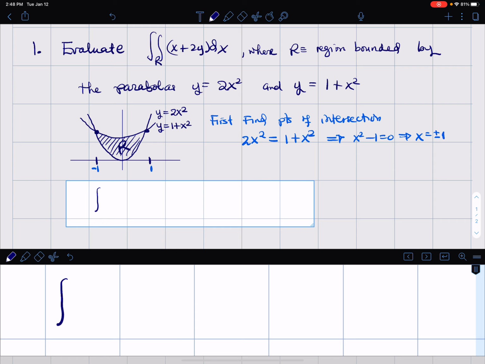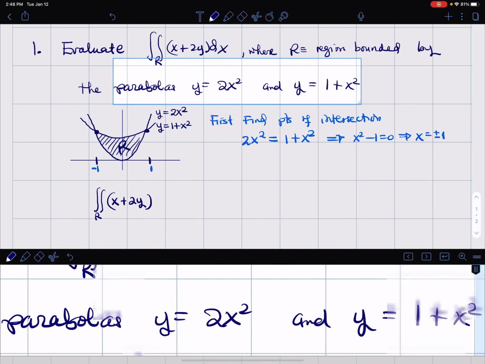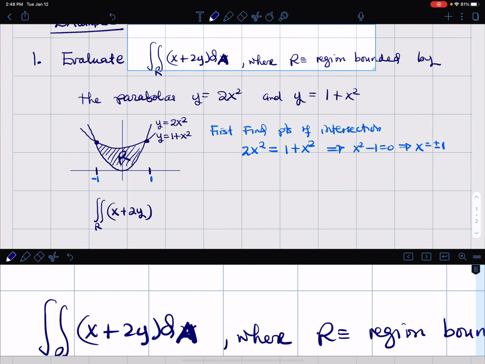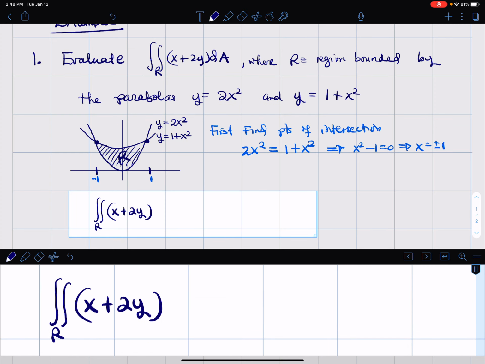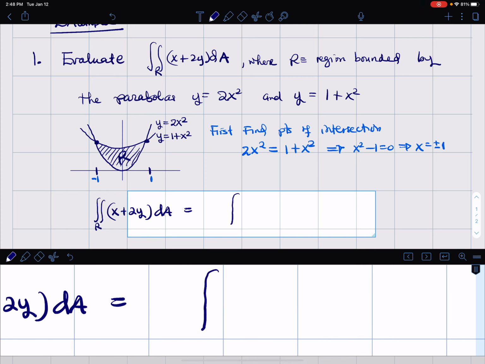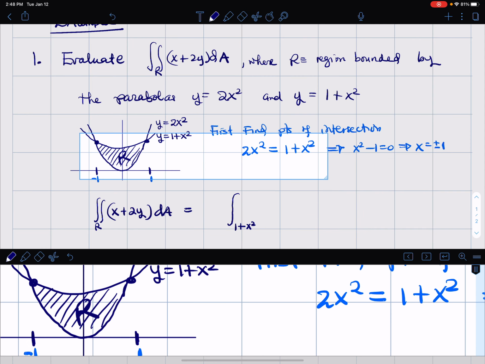So with this, the integral over R of x plus 2y dA, that's what I meant, dA for area, is going to be, the inside integral is going to be the integral from y equals 1 plus x squared, because 1 plus x squared is the lower function. It's the lower function, right?